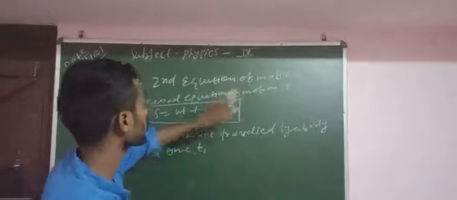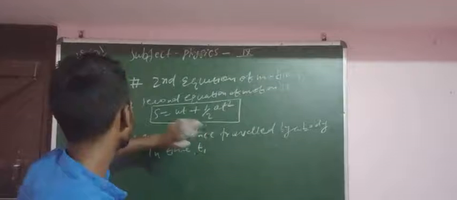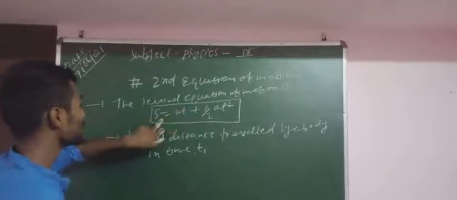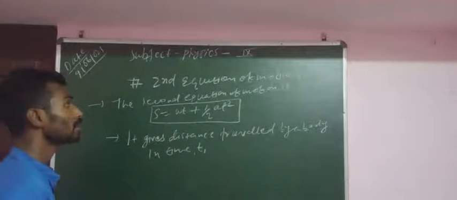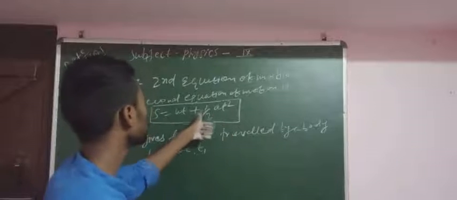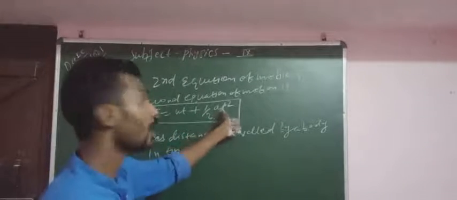Second thing is that the second equation of motion. So the second equation of motion is s will be equal to ut plus half at square, ut plus 1 by 2 at square.